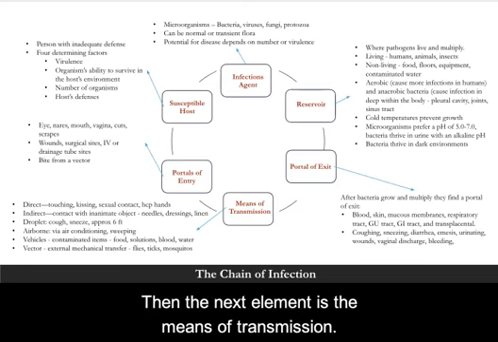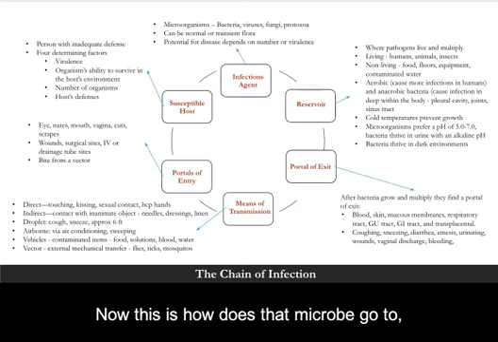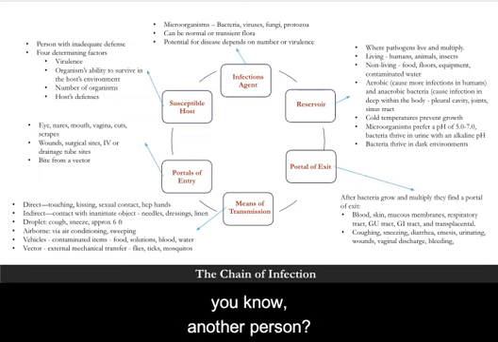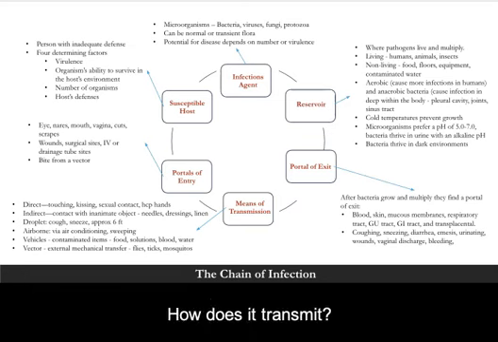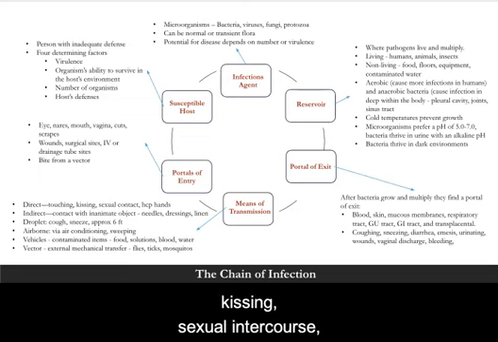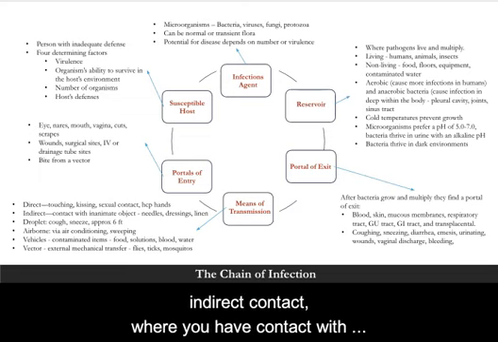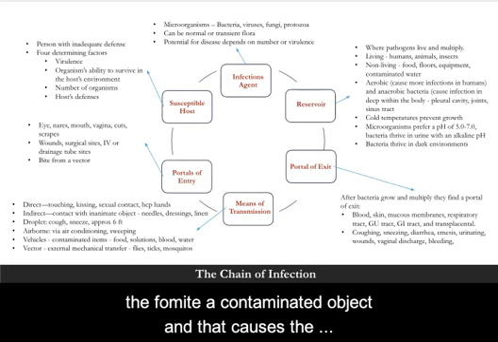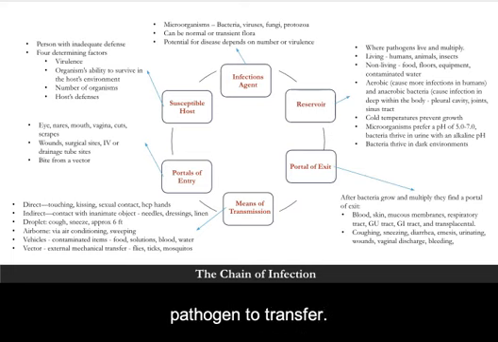Then the next element is the means of transmission. Now, this is how that microbe goes to another person. How does it transmit? This can be through direct contact, by just touching, kissing, sexual intercourse. Indirect contact, where you have contact with a fomite, a contaminated object that causes the pathogen to transfer.